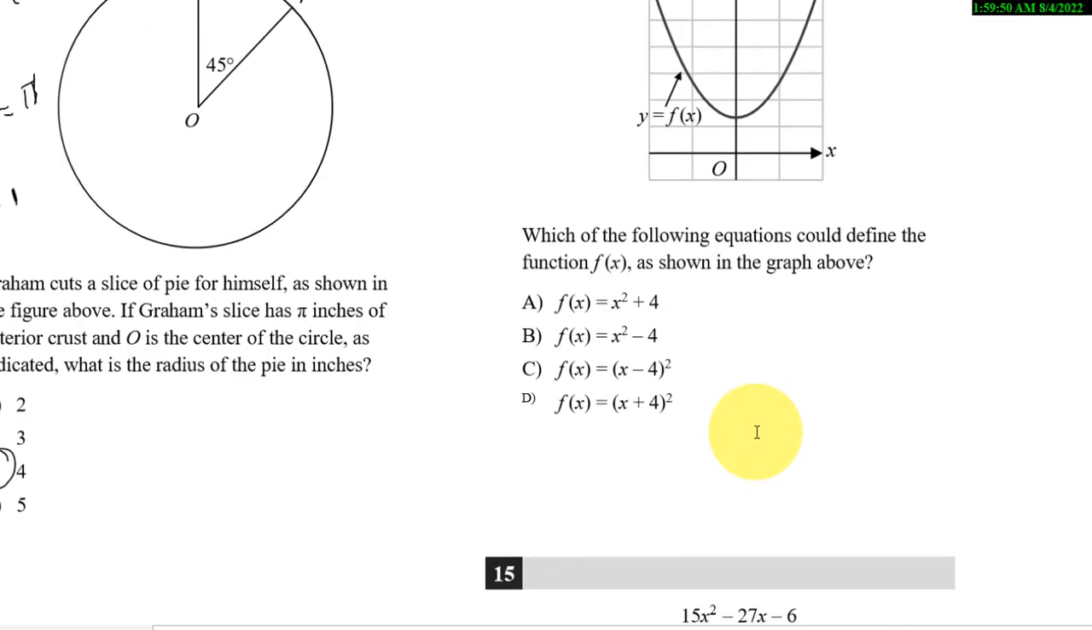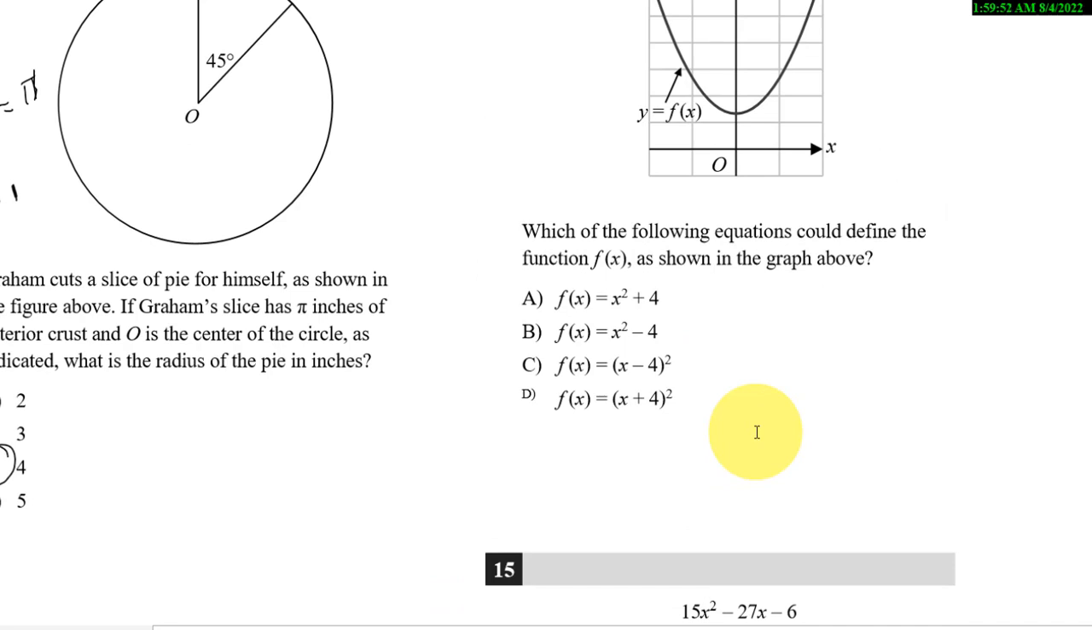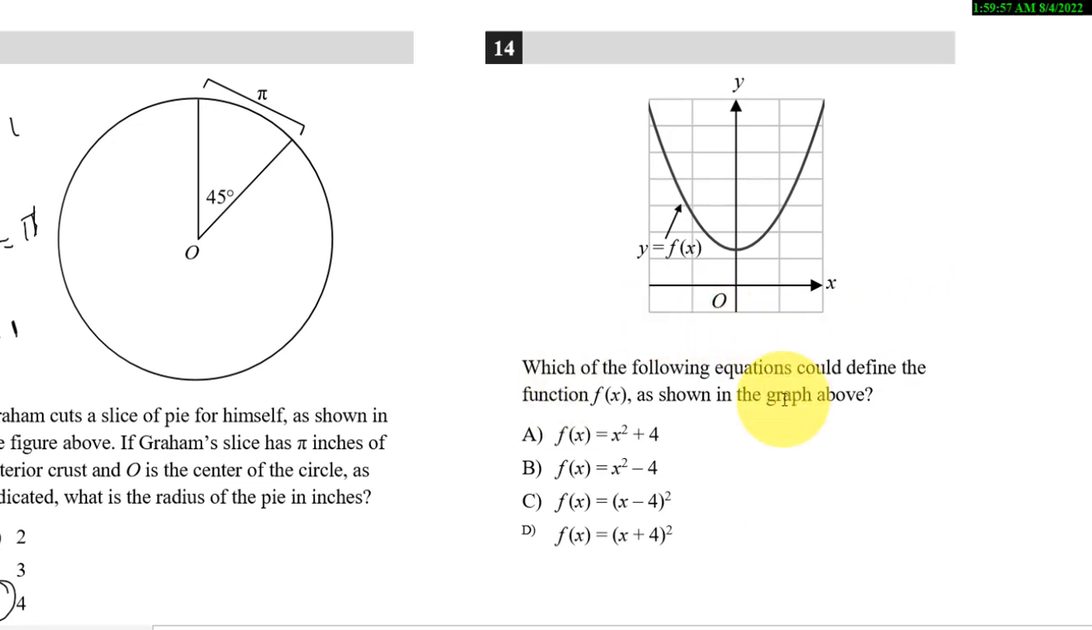Which of the following equations could define the function f of x as shown in the graph above? Now the parent function for this is f of x is equal to x squared. Since it has been shifted vertically upwards, a constant value has been added to the function, so we can call that value b. Whatever we are looking for should be a positive b added to x squared. So the answer is A.